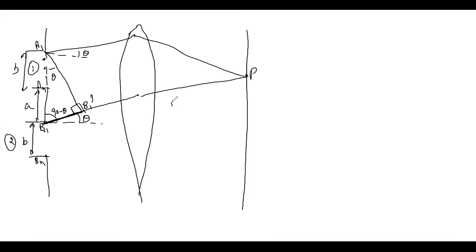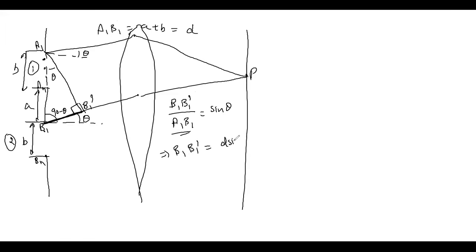This distance we can calculate using simple trigonometry, where we say that this upon A1 B1 is equal to sine theta. A1 B1 is A plus B. And that we can call as D, which is also called as grating element, which we'll talk about when we talk about n-slit diffraction pattern. So this means that simply your B1 B1 prime is equal to D sine theta. Or the wavelets that are going to start from second slit, they will be traveling this much distance extra.